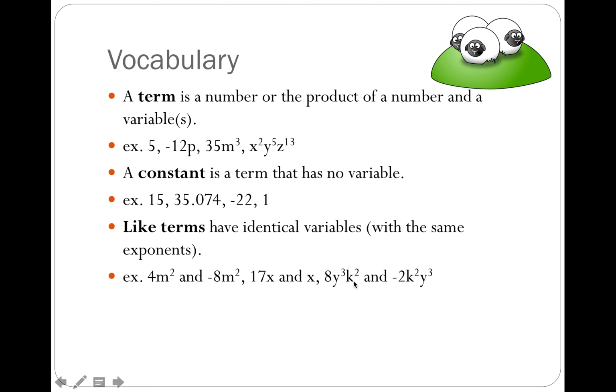8y cubed k squared and negative 2k squared y cubed. Well, the order of the letters got switched around, but it's the same letters with the same exponents. We still have a y cubed, and k squared, k squared. So those are the same creature.